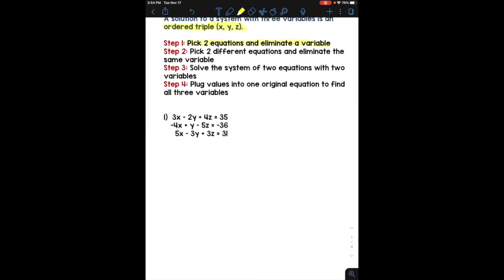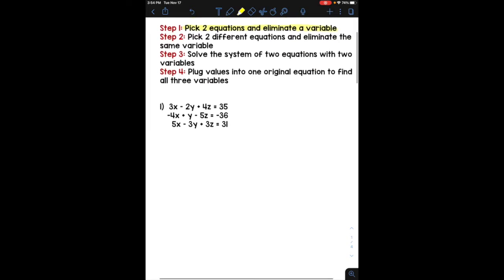So here in problem number 1, as you can see, we have the variables x, y, and z, and we're looking for a simple way to take 2 out of these 3 equations and eliminate a variable. This is going to use the elimination method, in which I think the easiest route to take is to use the first equation. I'm going to just rewrite it as 3x minus 2y plus 4z equals 35.